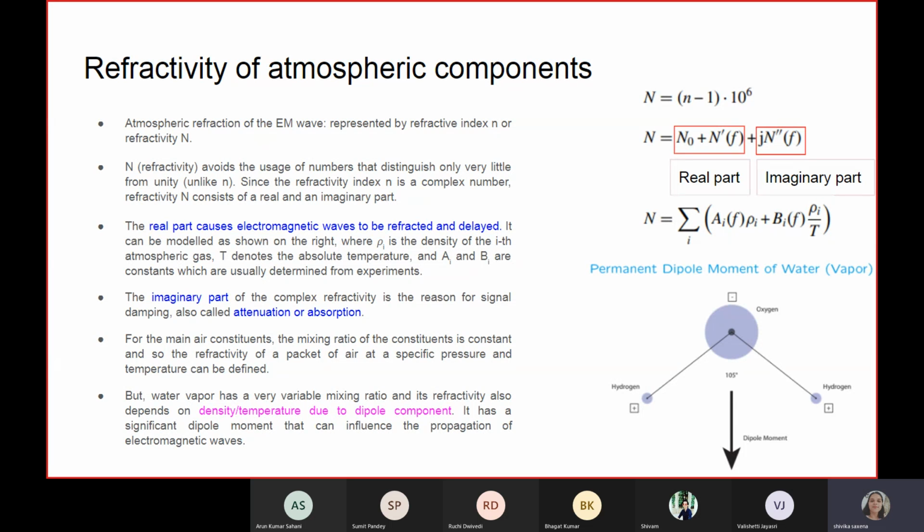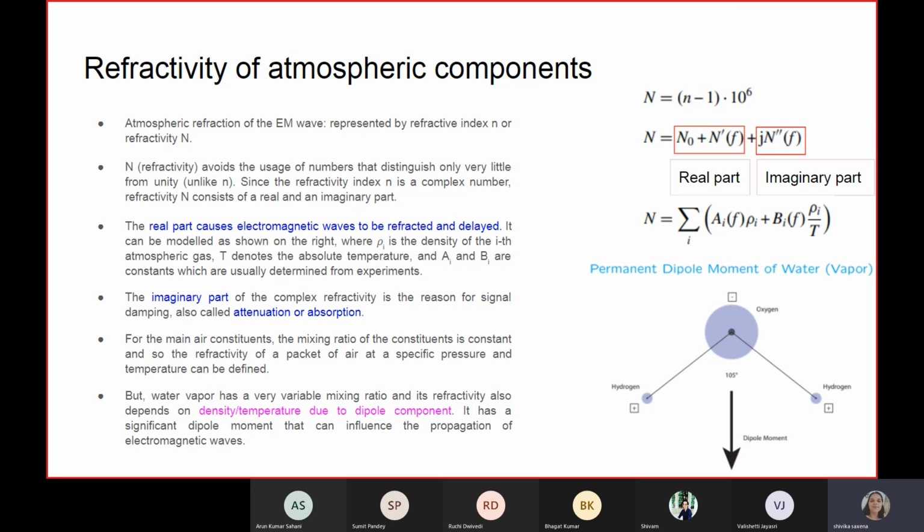Since refractive index n is a complex number, we will have two portions of refractivity, the real part and the imaginary part. This is depicted in the equation on the right hand side. You can see the first two terms are contained in the real part, and the last portion is contained in the imaginary part. The real part is responsible for the refraction and the delay happening during the signal propagation, while the imaginary part is responsible for the attenuation or absorption. Attenuation means any disturbance on the signal, and absorption means it is getting absorbed, so it is getting useless for us. So how much the signal is damping, how much the attenuation or absorption is, will be obtained from the imaginary part of the refractivity.